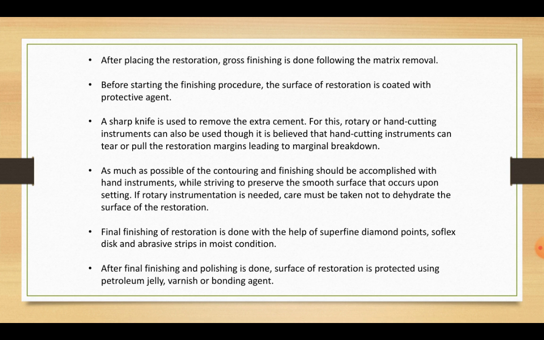So gross contouring can be done with the help of a composite instrument, and then the patient is sent back after again applying the surface protecting agent, and then after 24 hours the patient is called back. And then the final finishing and polishing of the restoration is done. A sharp knife is used to remove the extra cement.